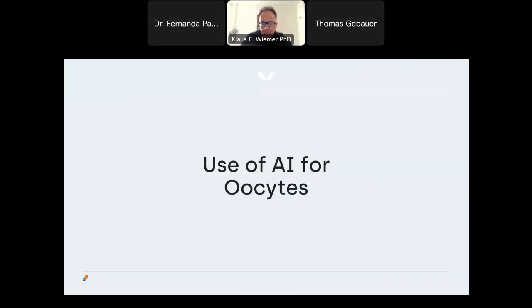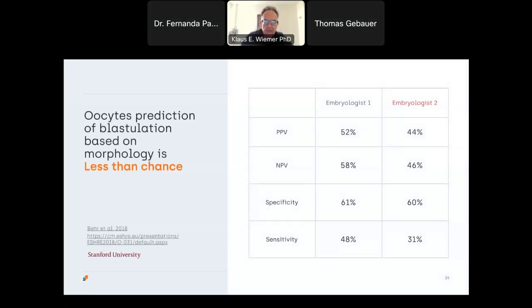Because this is really an important area, and the reason it's important is that this was a study done several years ago by our good friend Dr. Barry Baer from Stanford, and he had his embryologists look at what they would predict blastulation to be based on the morphology. And basically, we can see that the ability of these embryologists to pick which embryo was going to become a blastocyst or not was less sensitive than chance. It was less accurate than flipping a coin.